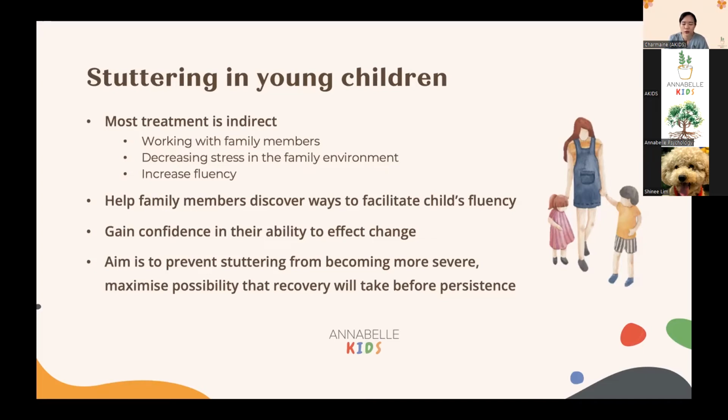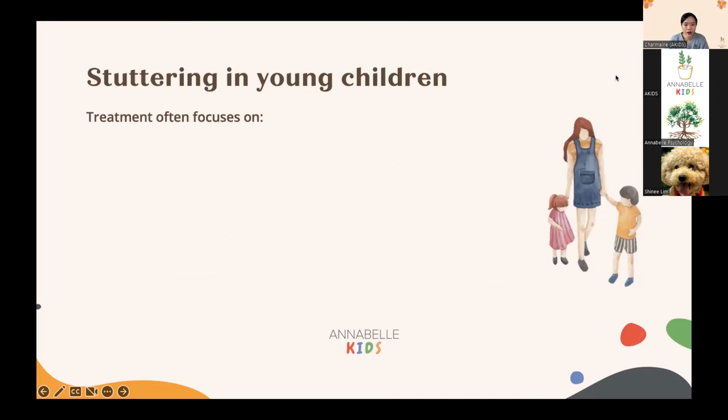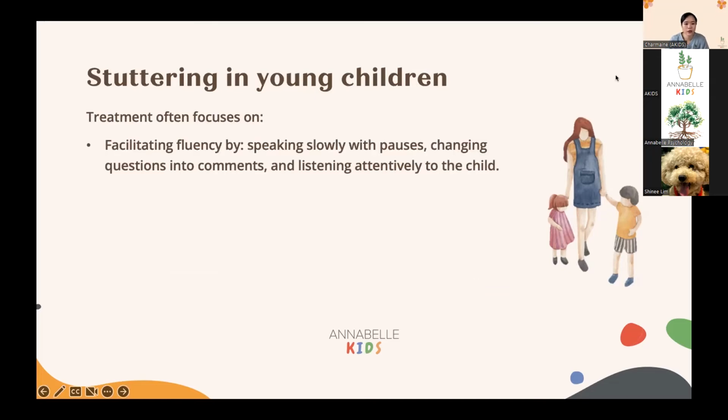So it is also helpful for the parents to learn the ways that they can facilitate their child's fluency, because it gives them a lot of control and confidence in their abilities to effect long-term change. So working with family members is very important. Okay. And the treatment goals often focus on facilitating fluency. And these are already some things that you can do at home, right?